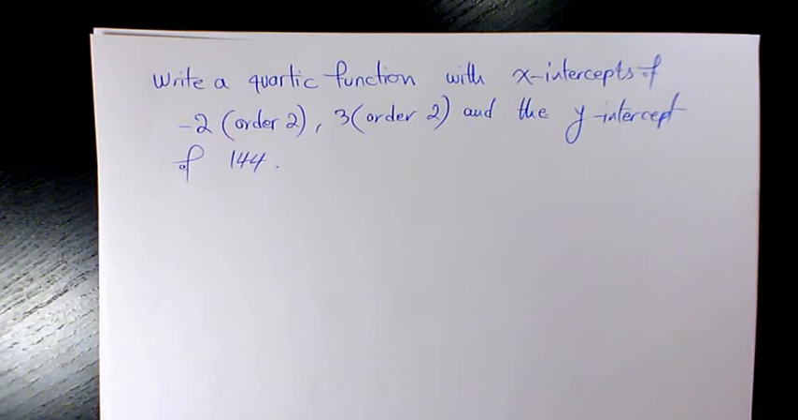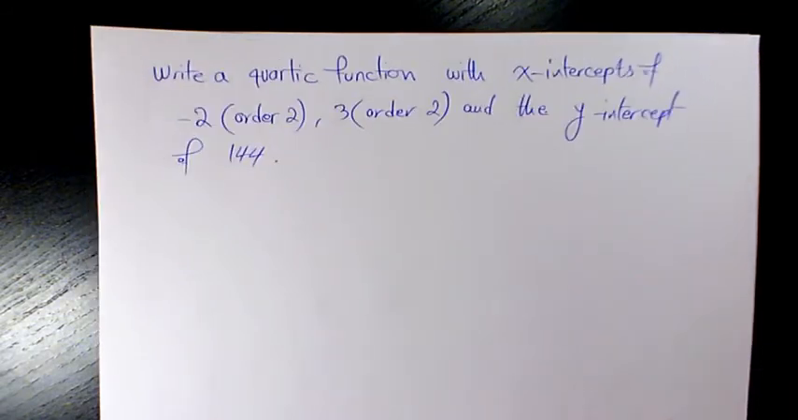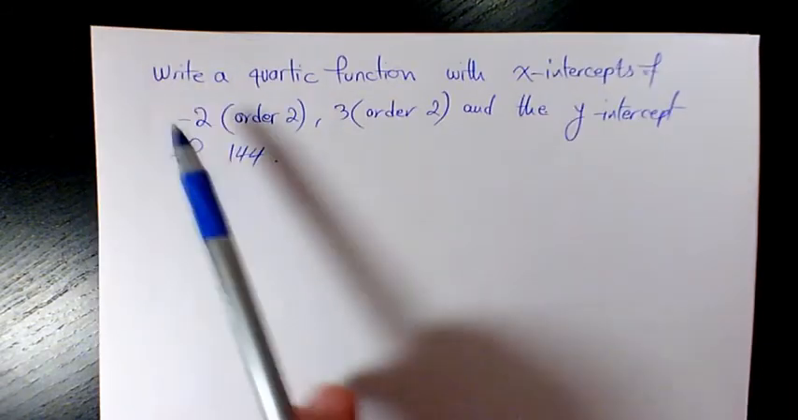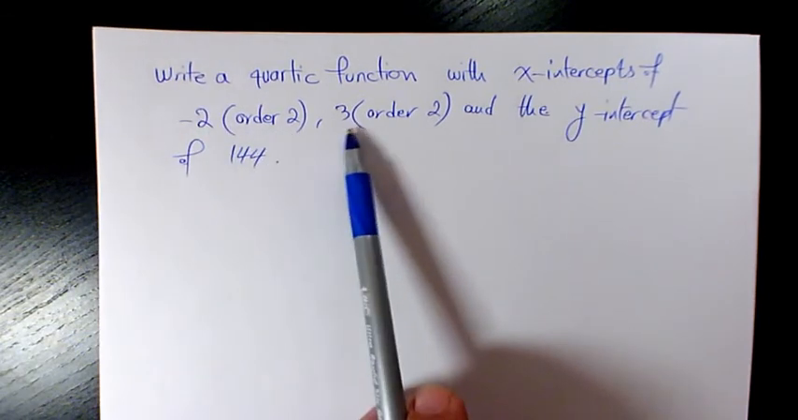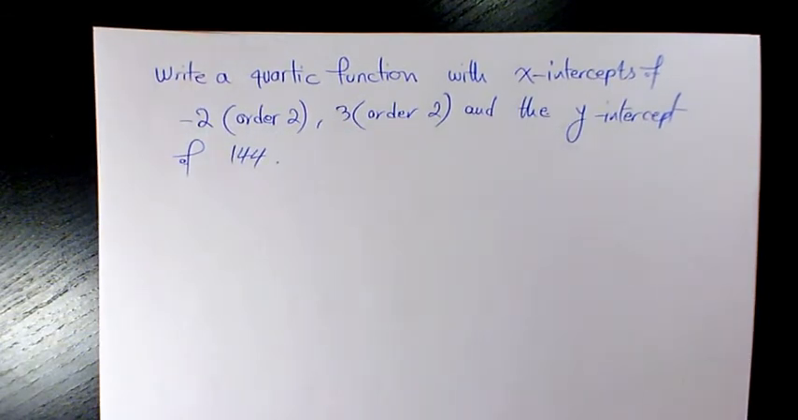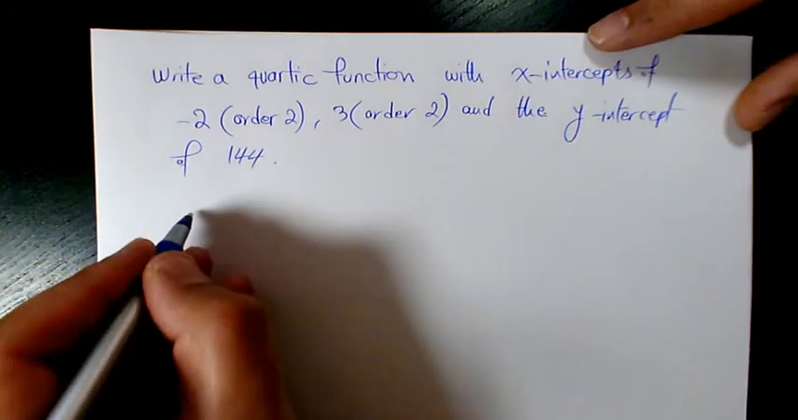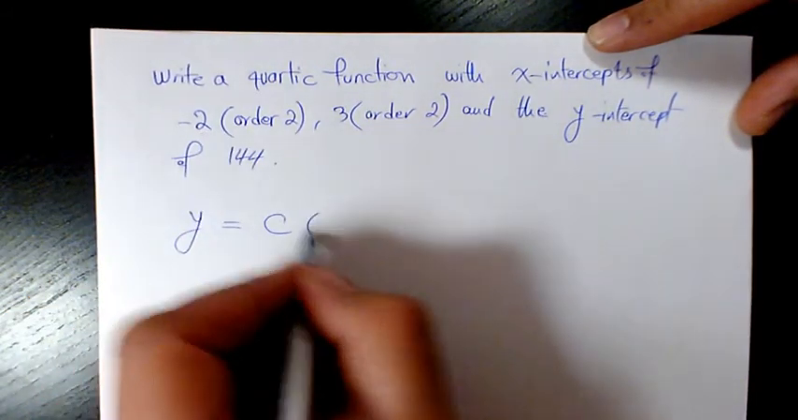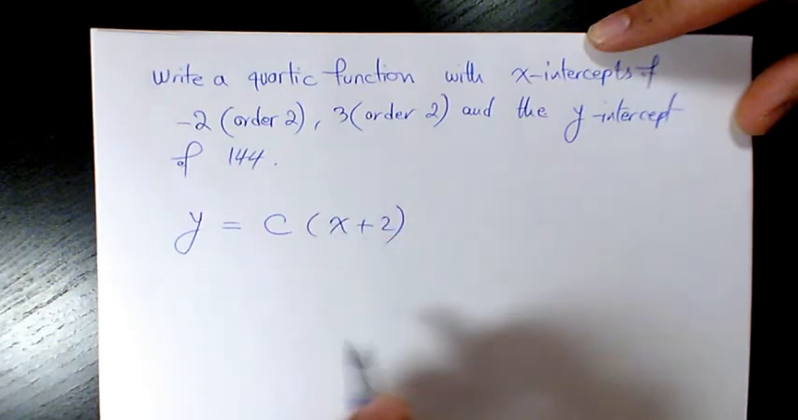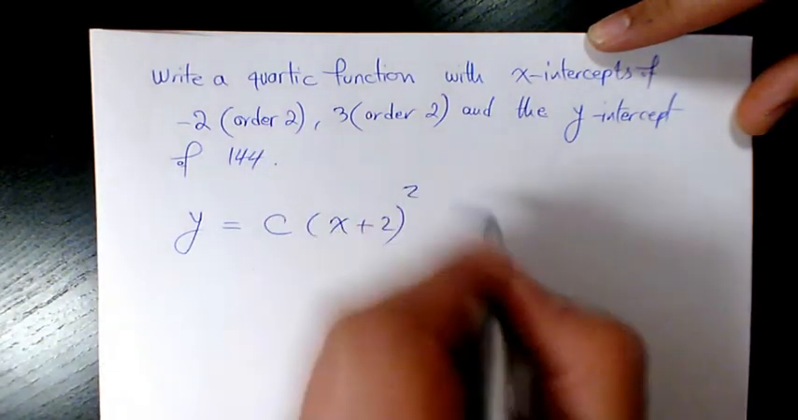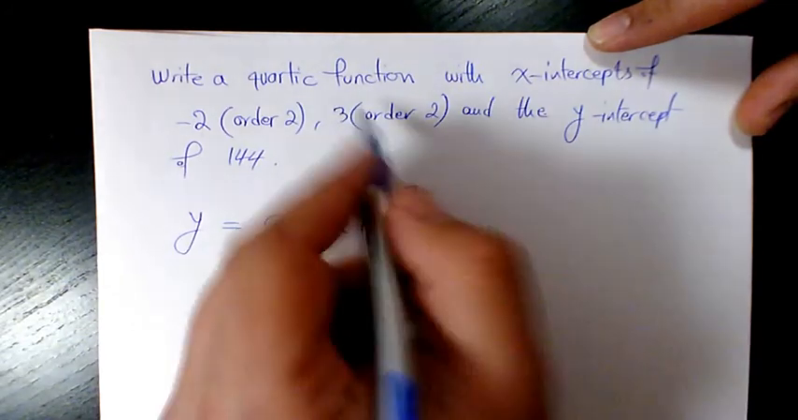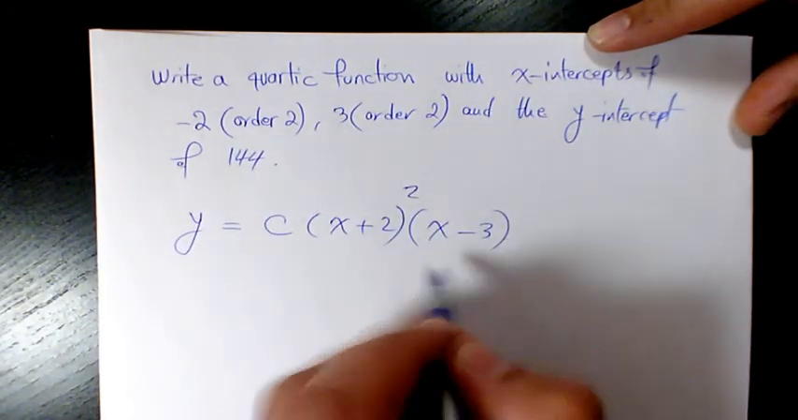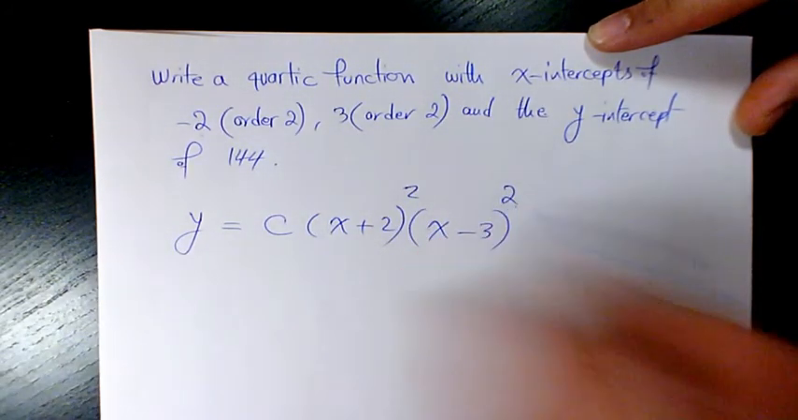Next example, it says write a quartic function with x-intercepts of negative 2, order 2, and 3, order 2, and the y-intercept of 144. So it's going to be y equals c. One of them is negative 2, so the factor is going to be x plus 2, and since it's order 2, to the power of 2. And since the other is positive 3, the factor is going to be x minus 3 to the power of 2.